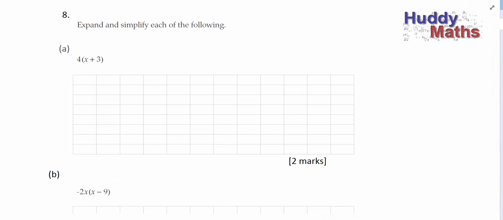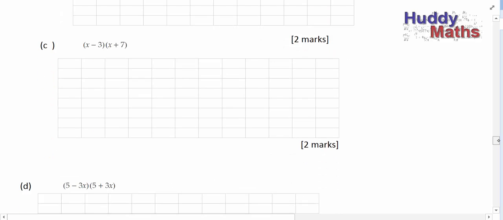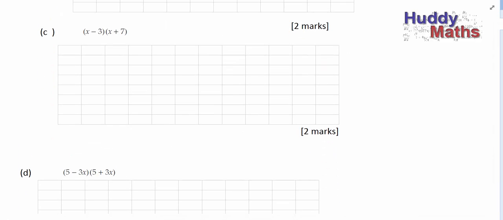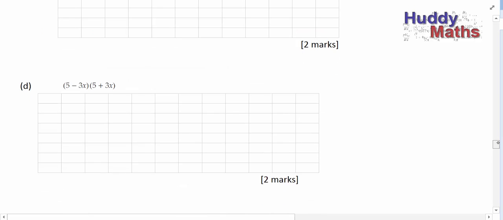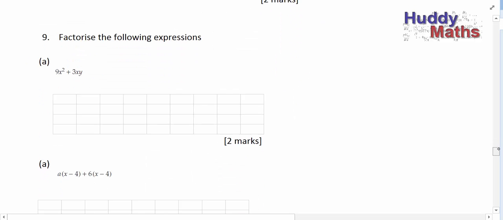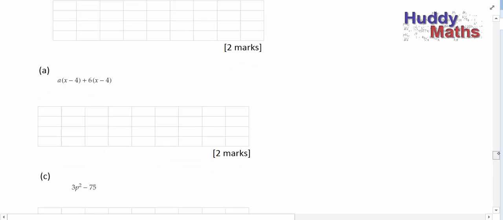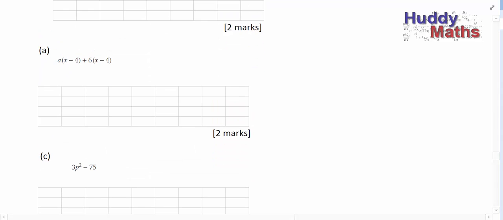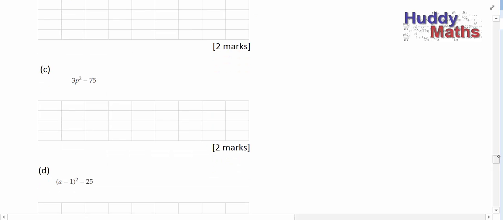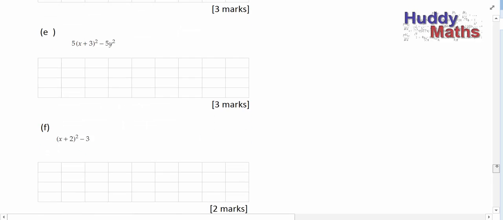Question 8, some expansions. And part C, and D. Okay, come down to question 9, factorising. Should be part A there, should be part B, part C and part D. And E and F.